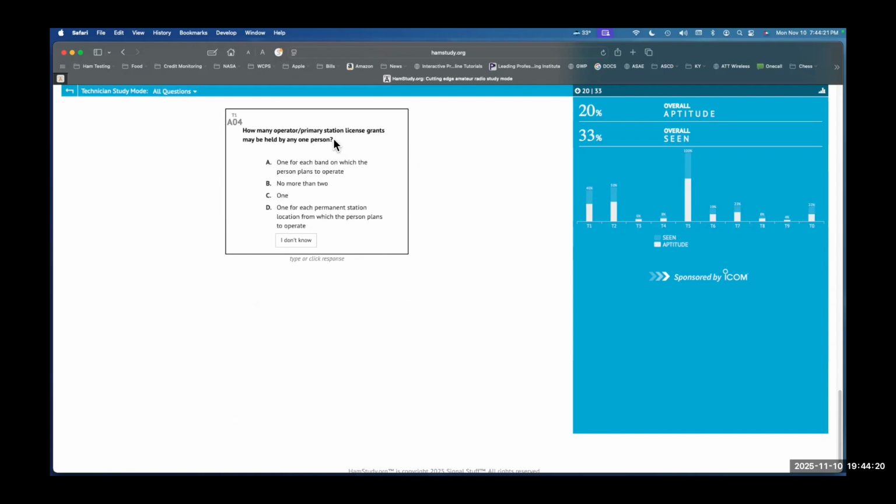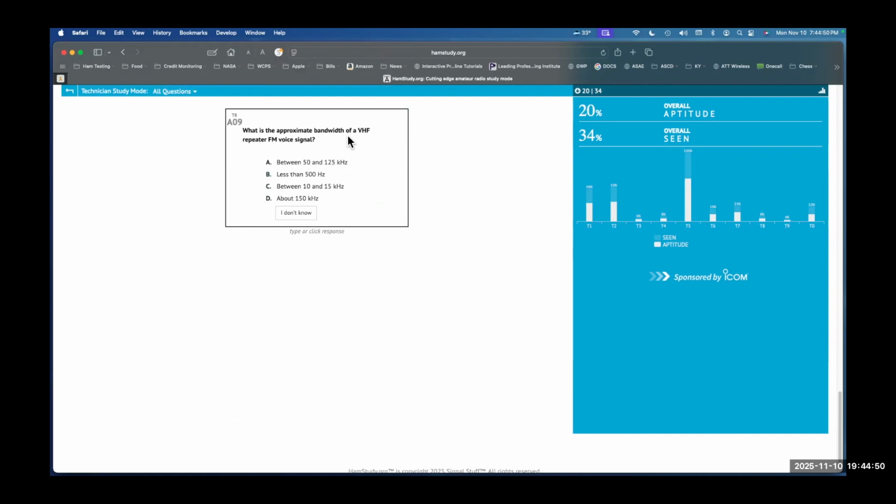How many operator primary station licensing grants may be held by any one person? One. C. Now, as I've said before, when you get to the test, don't remember the answer is C. Remember one, because the next time you see this question on a test, it may be answer B. So remember the answer, not the letter.